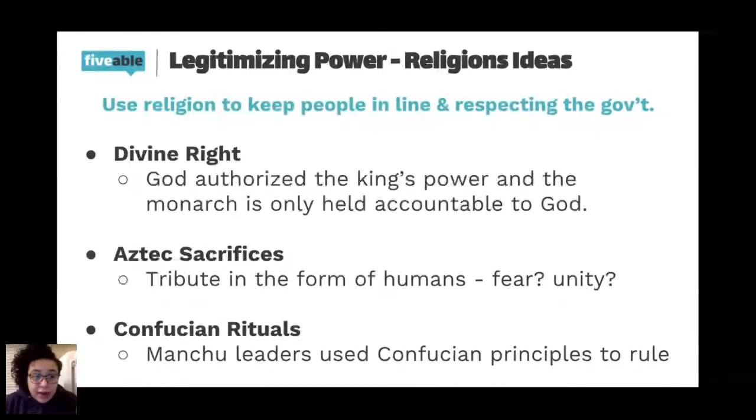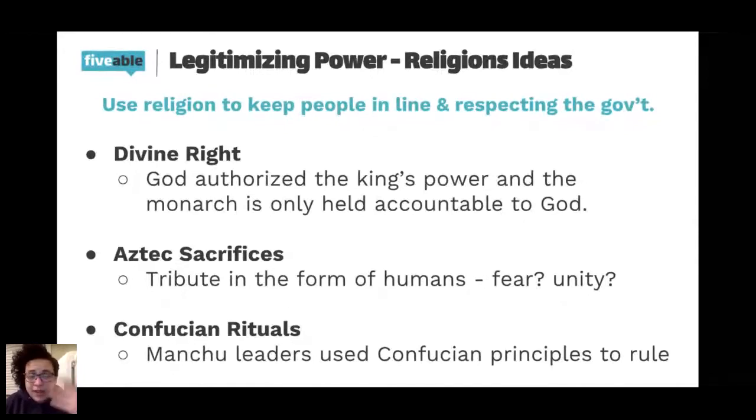Aztec sacrifices was another example. Historians don't know exactly what that did, but there's a couple of different things going on where basically people would give tribute to the leaders, the Aztec leaders, in the form of humans, right? So literally human sacrifice. So there's obviously some form of fear there, also some unity in, like, this is what we do collectively. But this is an example of using religion, using belief systems to legitimize your rule.